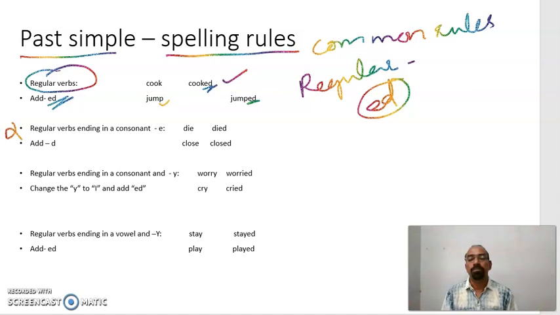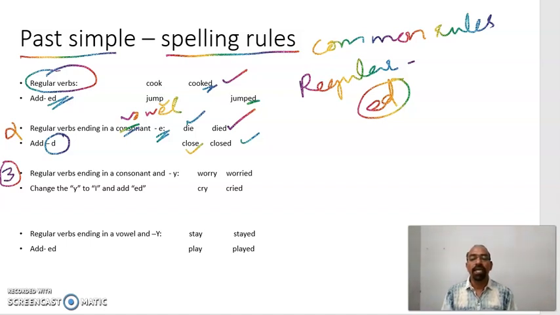Second rule. Regular verbs ending in not a consonant, a vowel, like E. We simply add D with it. For example, die. Its past form is died. Close, closed.